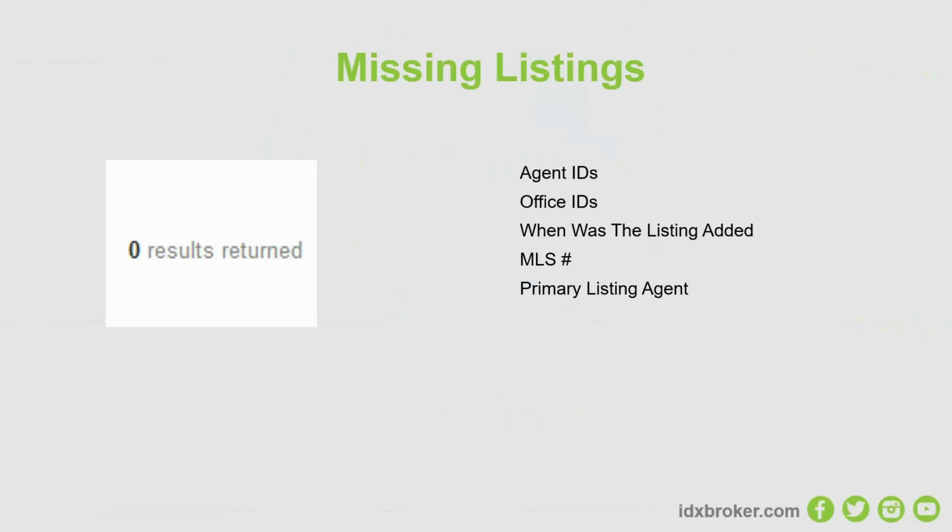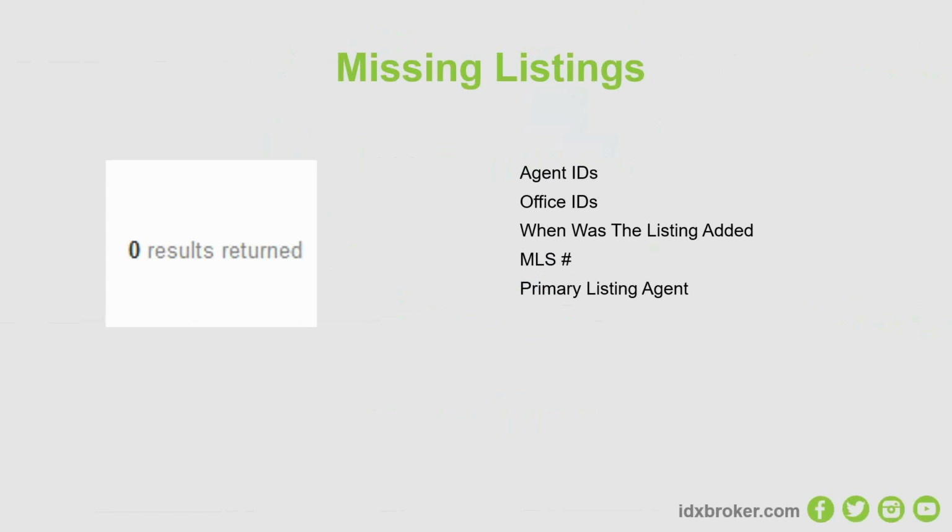So the first step would be to make sure that your agent IDs and Office IDs are properly connected. Next, you're going to want to see who the primary listing agent for your missing listing was, and make sure that that agent is added to your account. If that agent is not on the account, or if that agent is not showing up when you go to Preferences, Featured IDs, Agent IDs, then please shoot us an email at help@idxbroker.com.